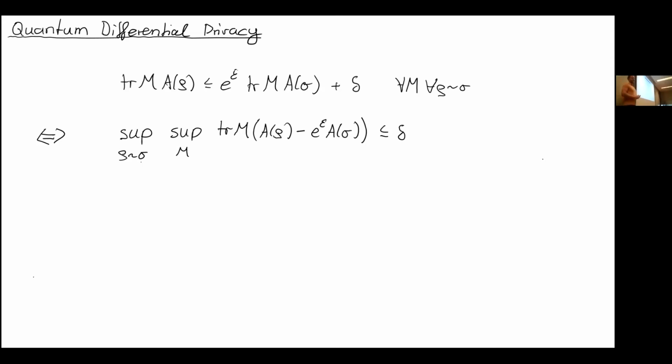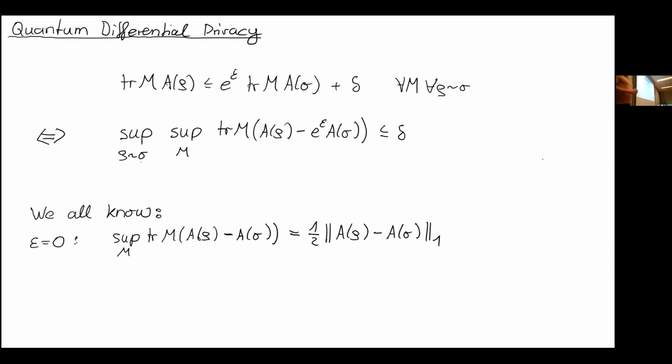Yeah, sure. Basically, the Dmax epsilon is one way of looking at it. Of course, you can rewrite this inequality, the whole statement for all states and all measurements, in this way. And as I mentioned before, if we pick the special case of epsilon equal to 0, then we all know that the left-hand side just becomes the trace distance.